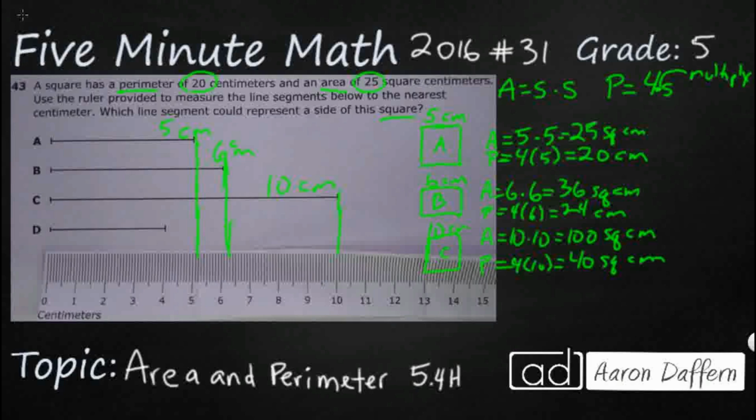Much too large. And then finally, let's take a look at our D. It's a little bit shorter. You see that's only 4 centimeters. So our D here is going to be 4 cm. And my area is going to be 4 times 4. That's going to be 16 square centimeters, too small. My perimeter is going to be 4 times 4. It's going to be the same thing, 16 centimeters. Our answer is A.